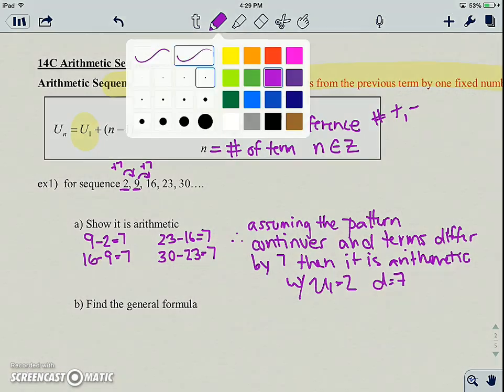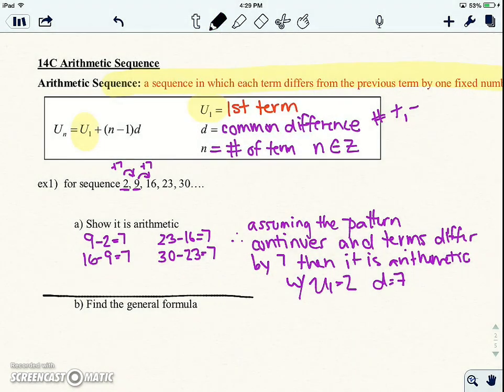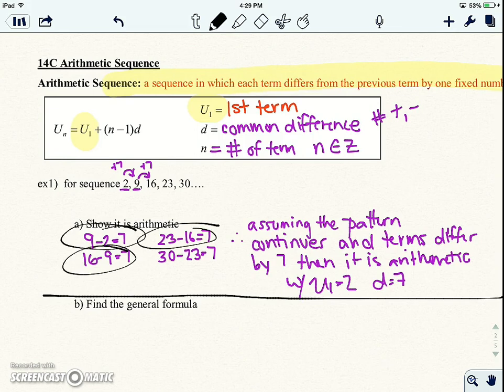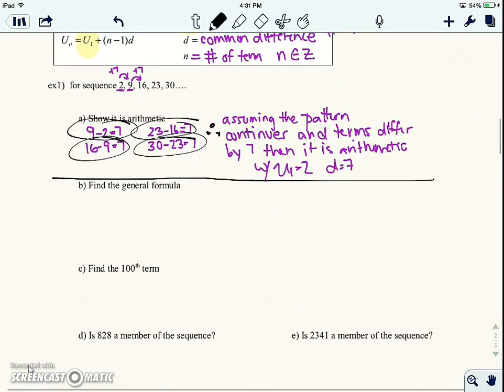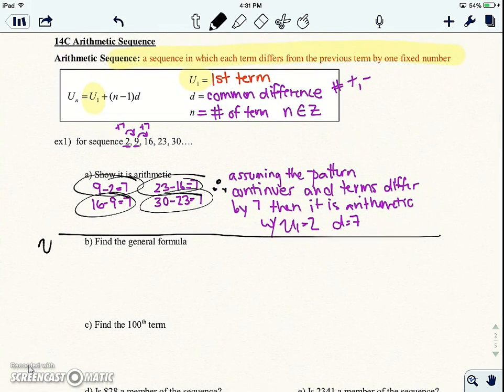So if in the homework I ask you to show that something is arithmetic, you need to show the differences of as many terms as you can, and then state this sentence. Okay, and this is basically a baby proof. Like I was saying, this is a baby proof for an advanced thing called proof by induction, but this is basically the idea. All right, let's find the general formula, i.e., let's find the u of n formula.